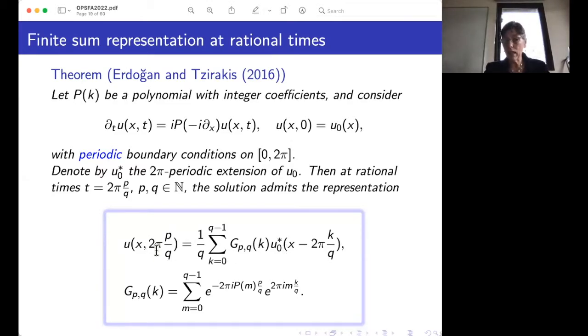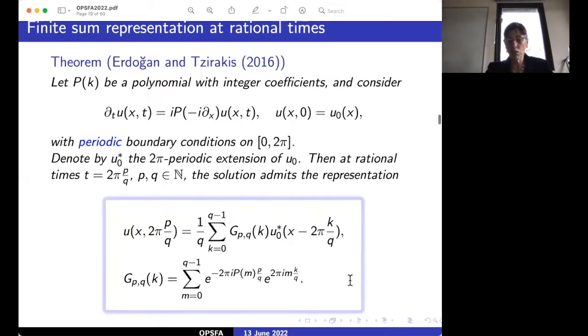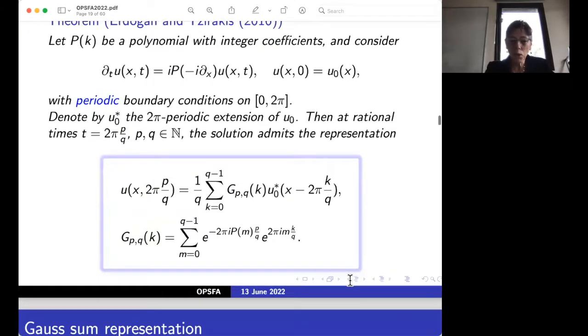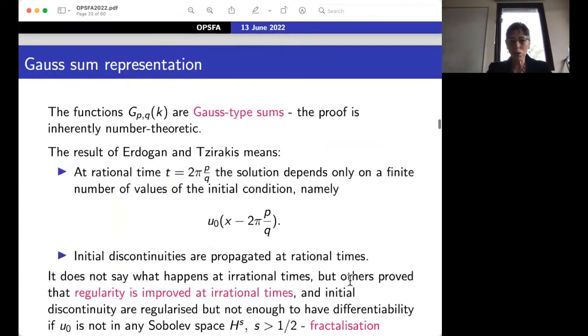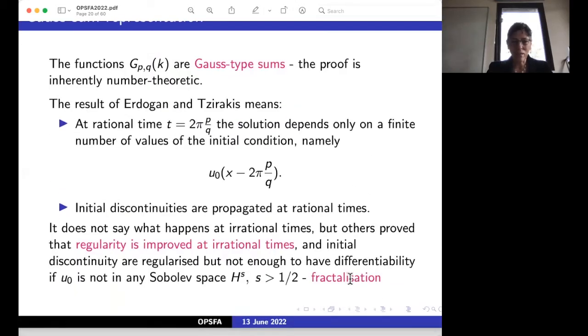That's only valid at rational multiples of 2 pi. And otherwise, of course, the Fourier series representation is valid at any time. This is only valid at these special times. That's a very nice representation. And in fact, it's also nice to plot. If you plot this, I'll come to that.